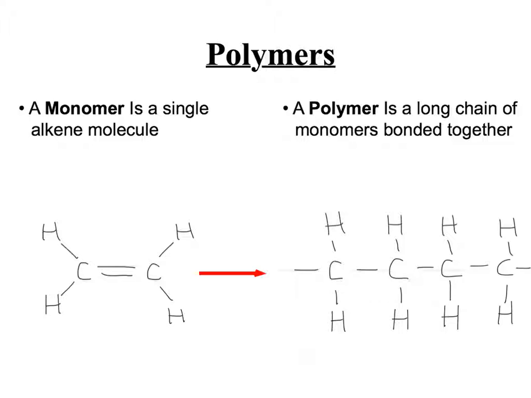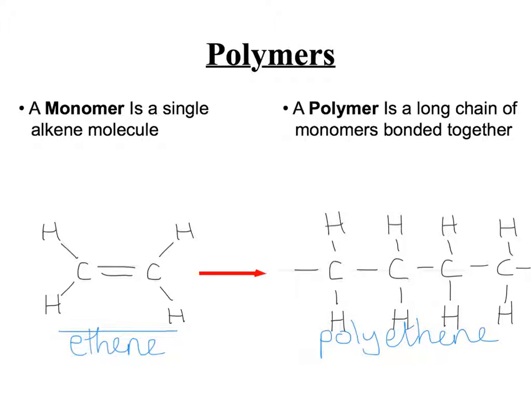Alkenes are really useful to us because we can use them to make polymers, which can then go on to make plastics. A monomer is a single alkene molecule. This one is ethene. And we can use it to make polyethene in a polymerisation reaction.